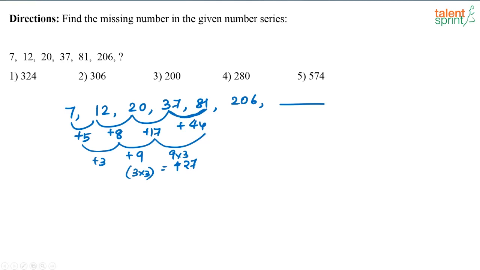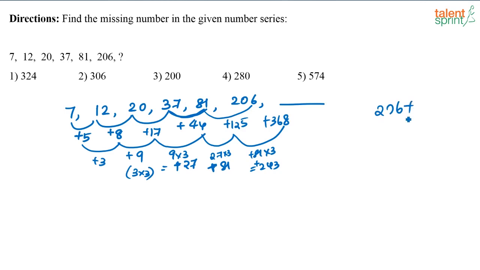Like that, right? There are 2 steps of operation that happen here. So, here you have 81 plus 125. Now, how do I get this 125? 27 into 3, 81. 44 plus 81 is 125. So, the next step that will come is plus 81 into 3. That is 243. So, 125 plus 243 is plus 368. So, I have to do 206 plus 368. That is 574.